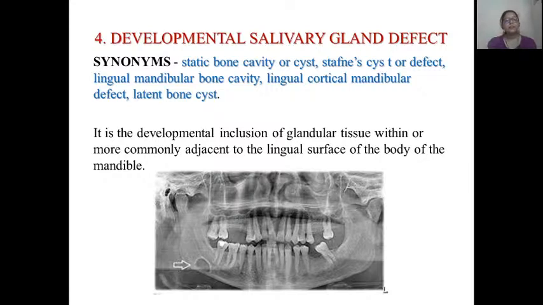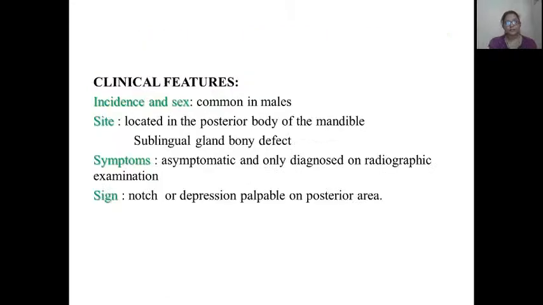It is a developmental inclusion of glandular tissue within or, more commonly, adjacent to the lingual surface of the body of the mandible. The image is shown here, the arrow is shown here, and this is a cavity or cyst that is formed where the salivary gland is usually present. Clinical features: it is more common in males and is located in the posterior body of the mandible, in the sublingual gland bony defect.